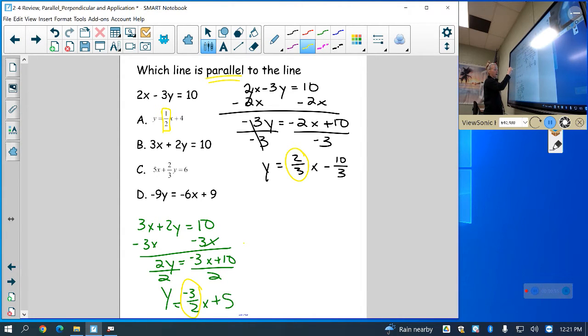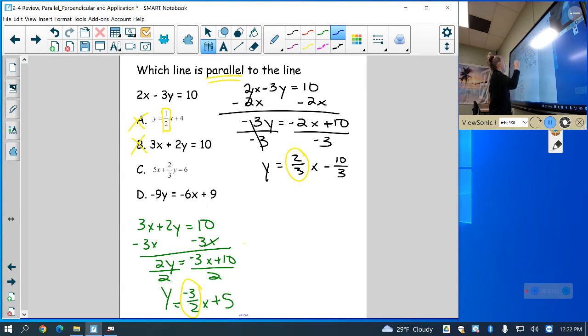No, so it cannot be that one. Okay, because we have negative 3 over 2, it can't be that one. So look at this one. Well, here it looks like it's the same slope, but the problem is it's not in slope-intercept form, so be careful. You have to solve for y first before you can decide if it's the same slope.